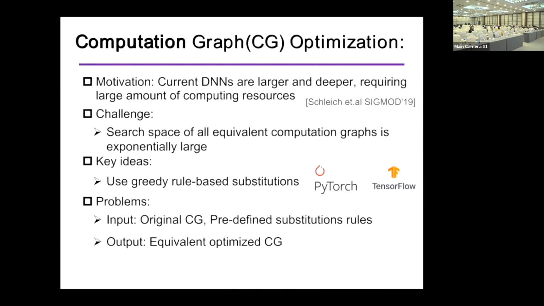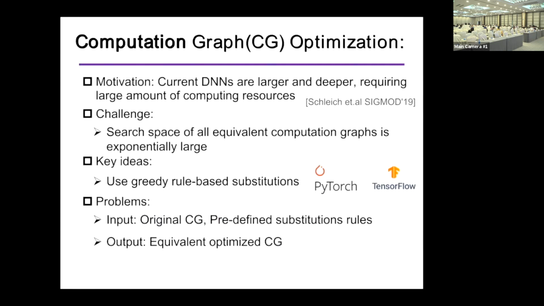Then let's talk about a more high-level optimization, the computation graph optimization. In this part, many typical deep neural network architectures have become larger and deeper, requiring a large amount of computation resources. To solve this, it's natural to optimize computations in a CNN, which is defined as a computation graph of mathematical operators.